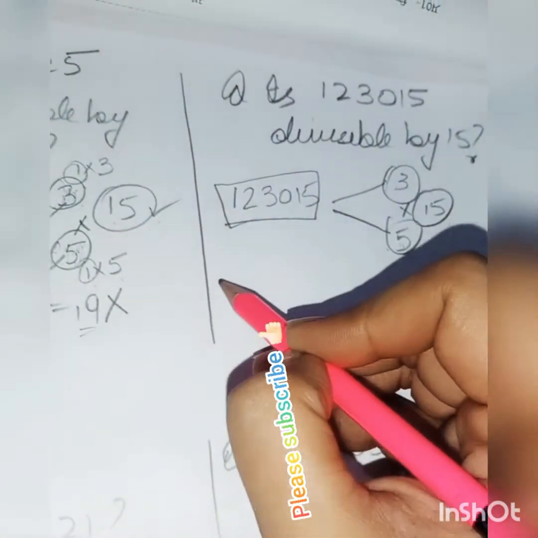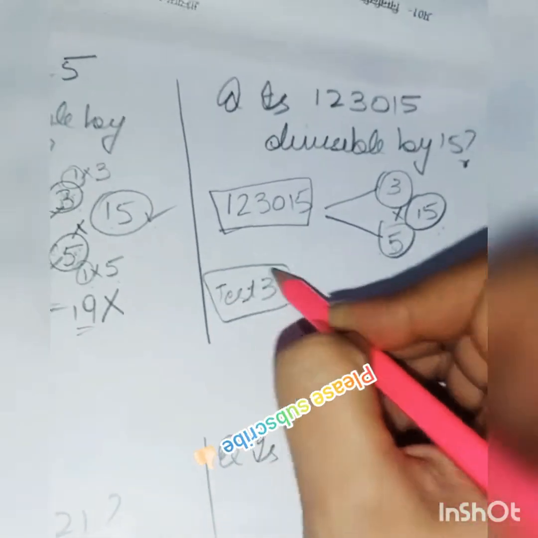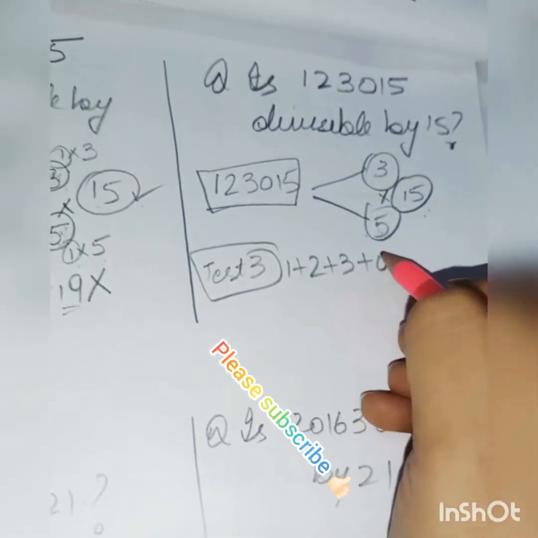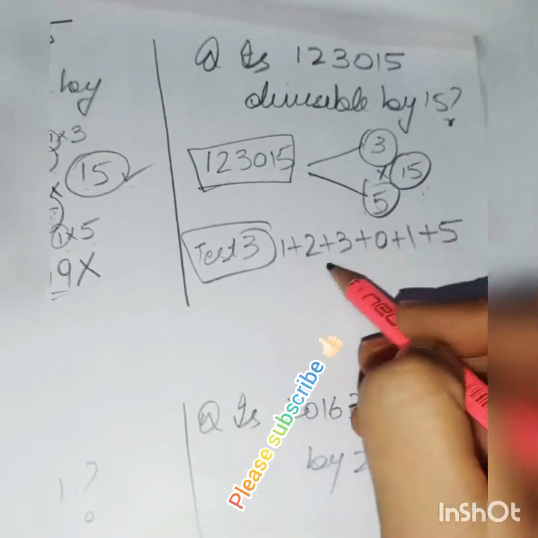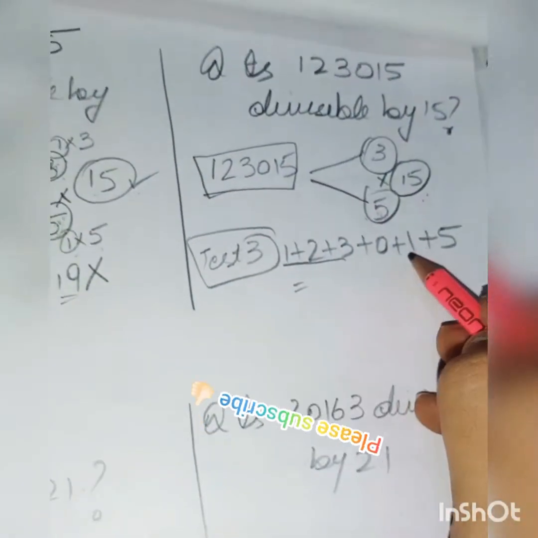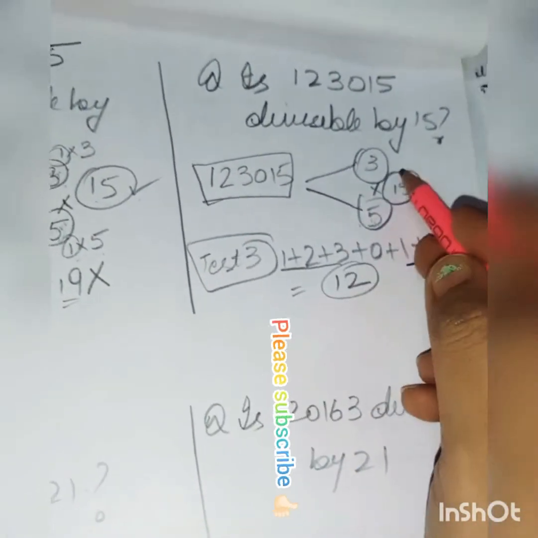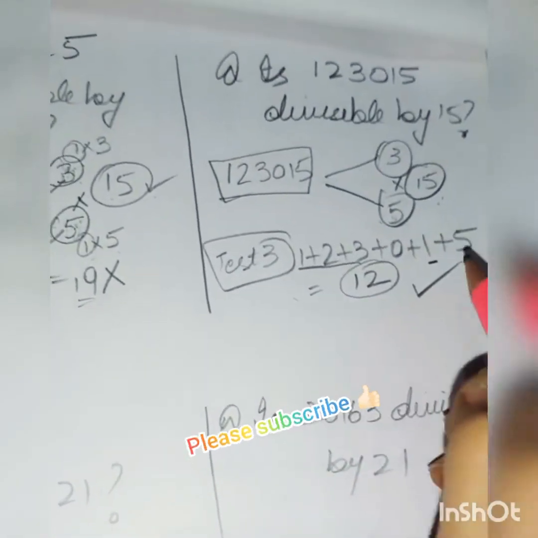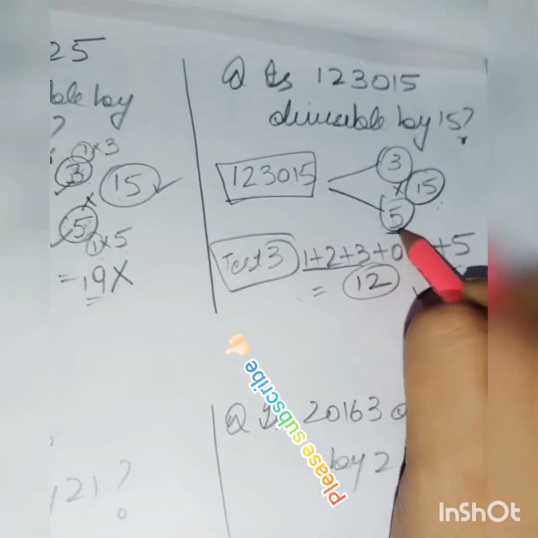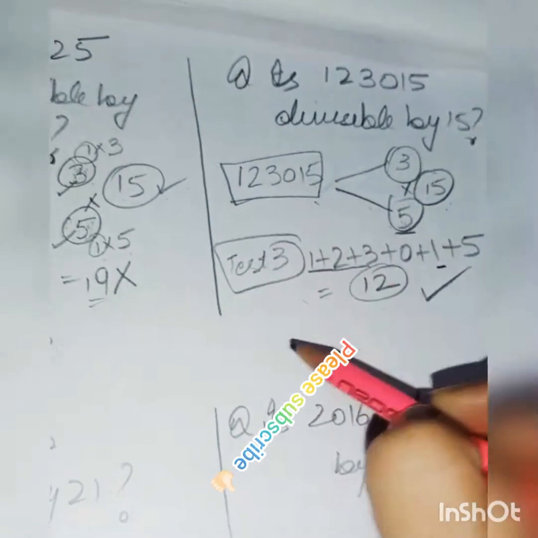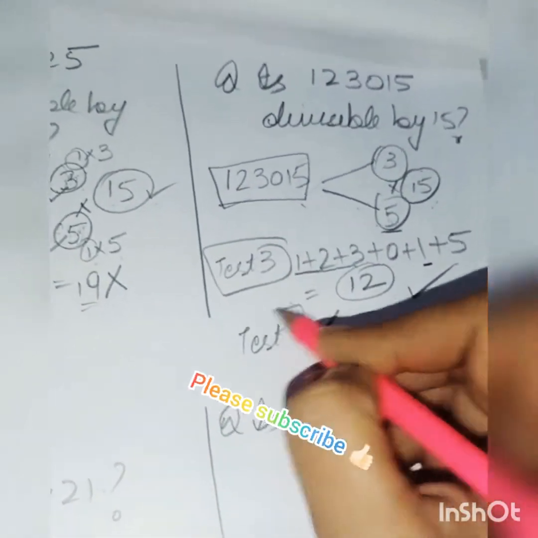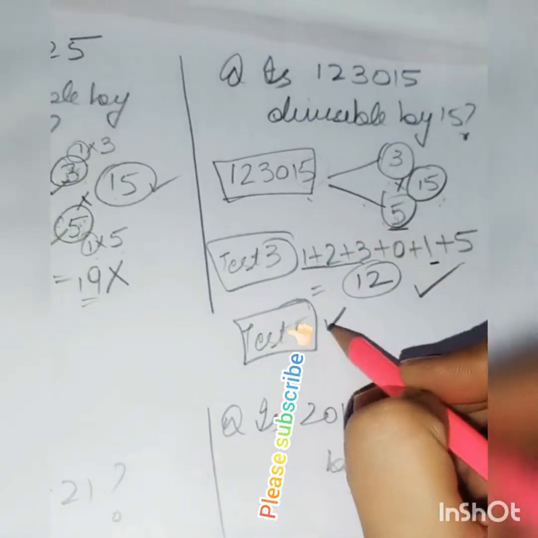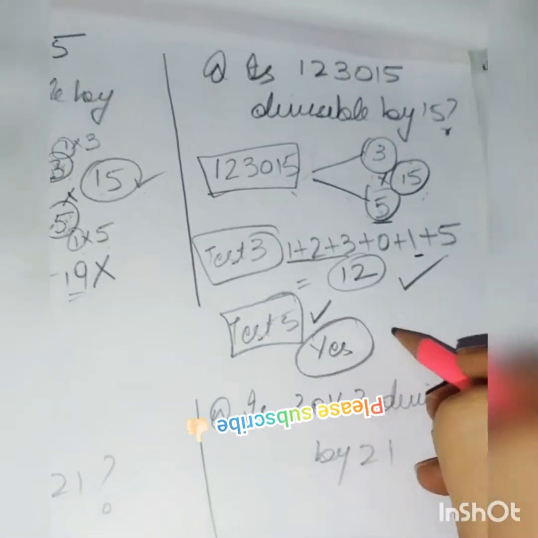Now divisibility test of 3 अगर हम लगाएंगे तो 1 plus 2 plus 3 plus 0 plus 1 plus 5. Sum of the digits क्या आएगा? 3 plus 2 is 5, 6, 7 and 12. So 12 is divisible by 3. This means that the number is divisible by 3. And the divisibility test of 5 says that the last digit is 5. So this number is divisible by 5 also. So because it is divisible by both 3 and 5, this number is divisible by 15.